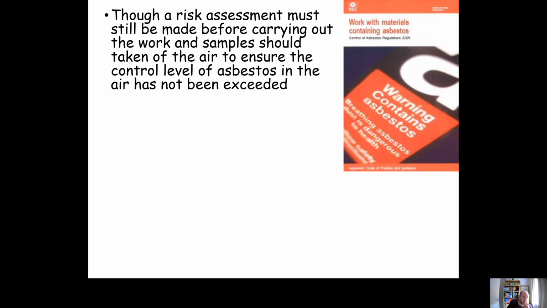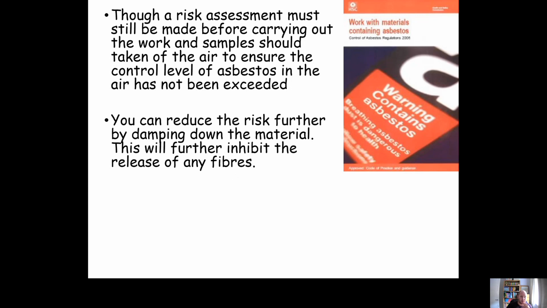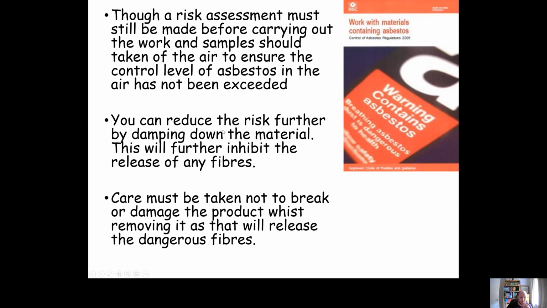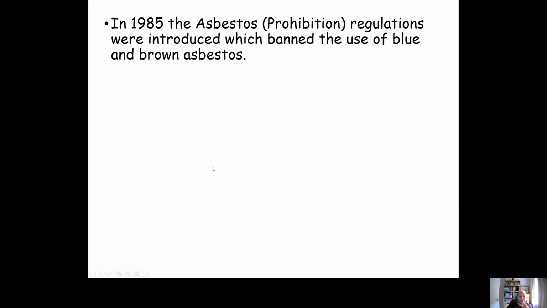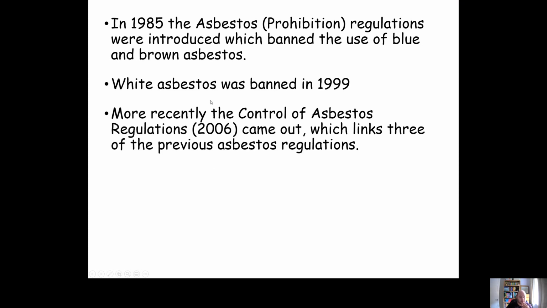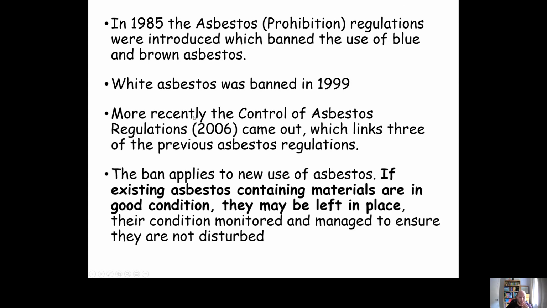Obviously make sure that an appropriate risk assessment has been carried out before working on or near asbestos. A good way of reducing the risk further would be dampening down the area. That reduces the risk of fibres becoming airborne, and make sure not to damage the product, which will result in the release of the asbestos fibres. Asbestos was completely banned in 1999.